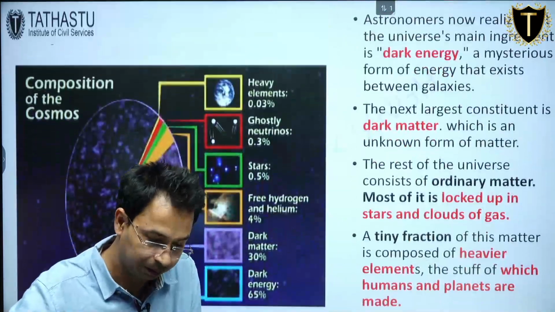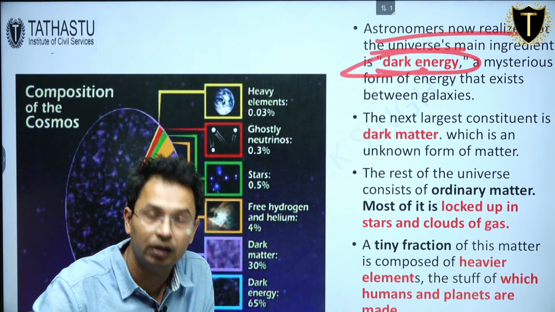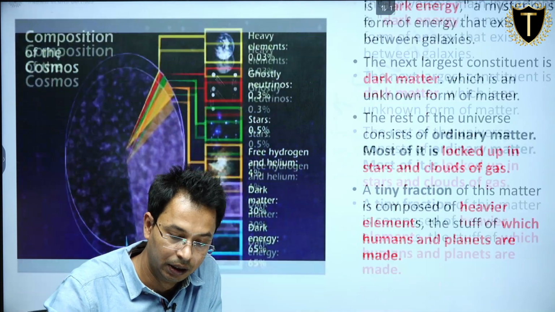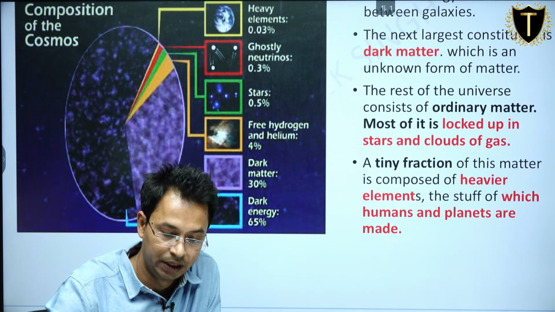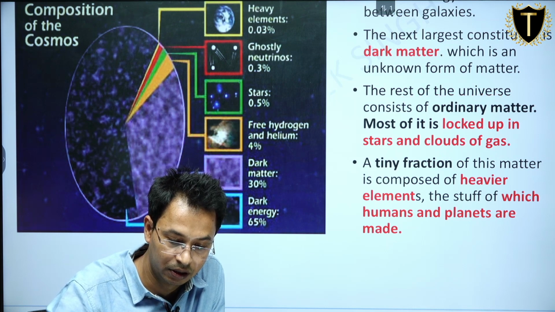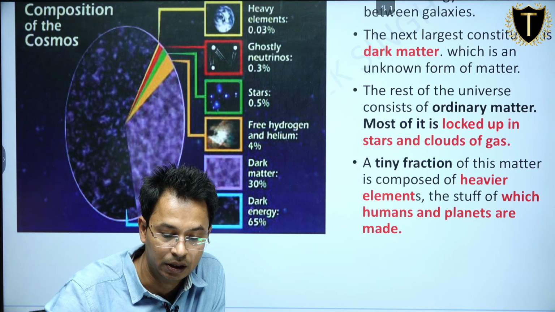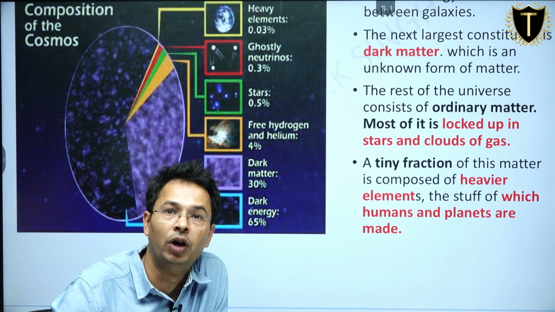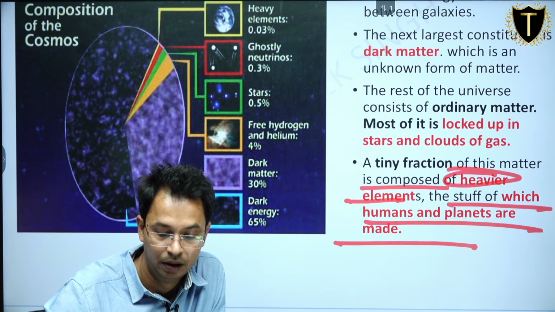Let's read this. Astronomers now realize that the universe's main ingredient is dark energy, and how much dark energy is there? Approximately 68 to 70%. The next largest constituent, dark matter, is approximately 25 to 27%. The rest of the universe consists of ordinary matter, most of it locked up in stars and clouds of gases. We know that clouds of gases are nebulae, and a tiny fraction of this is composed of heavier elements, the stuff by which humans and planets are made.